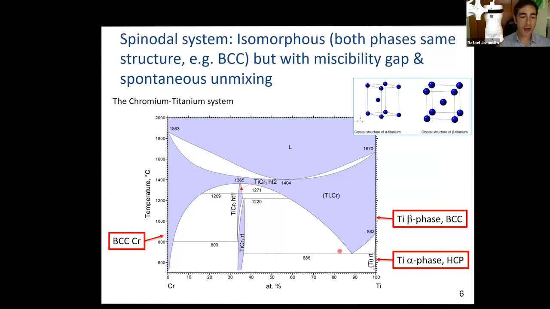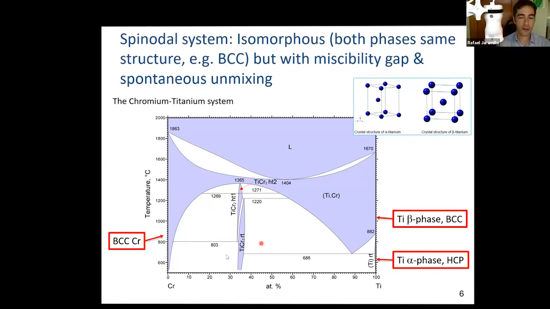And so this two-phase region down here, below the tie line that's drawn, is a two-phase region between titanium and this TiCr2 room temperature polymorph. Now, when I go above, what happened? I went above this kind of funny looking minimum. Now, this two-phase region is between titanium-chromium in the BCC structure and this TiCr2 room temperature polymorph. Whereas this two-phase region is between titanium-rich HCP and this titanium-chromium BCC.